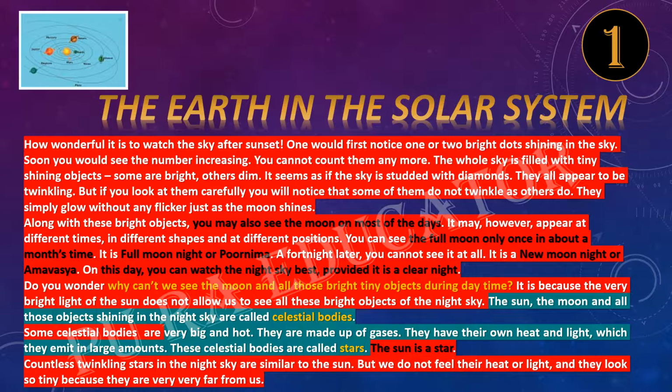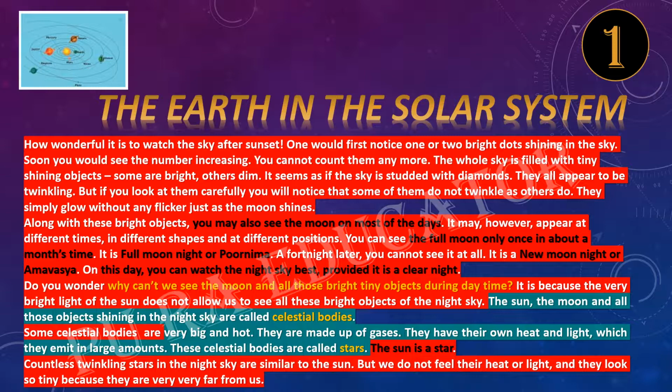Now there are different types of celestial bodies. Some are very big and hot and made up of gases. They have their own heat and light. Such celestial bodies are known as stars. They emit a large amount of energy. Our sun is a star. Countless twinkling stars in the night sky are similar to the sun.